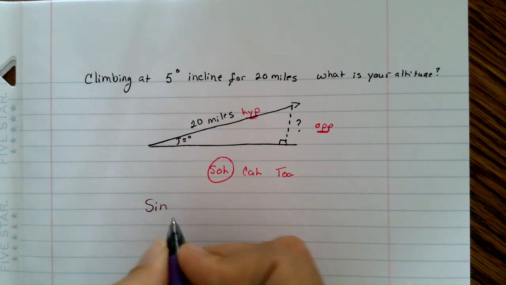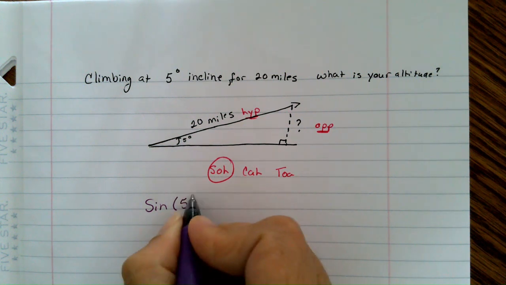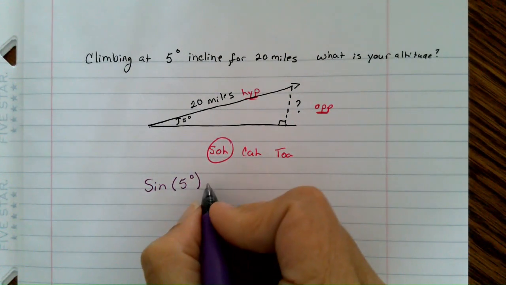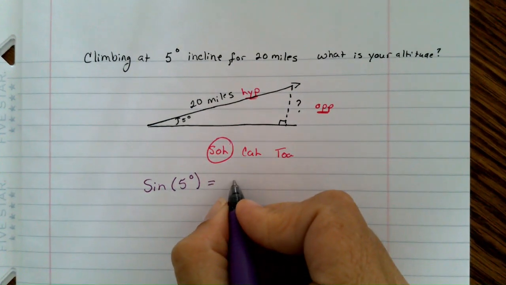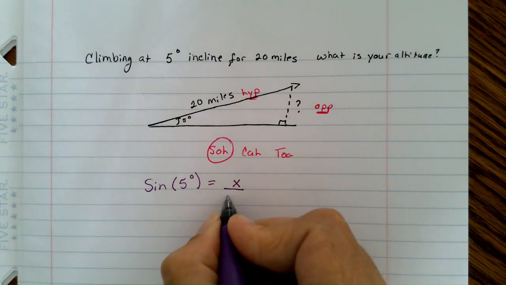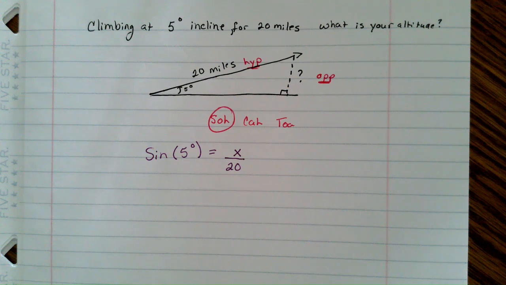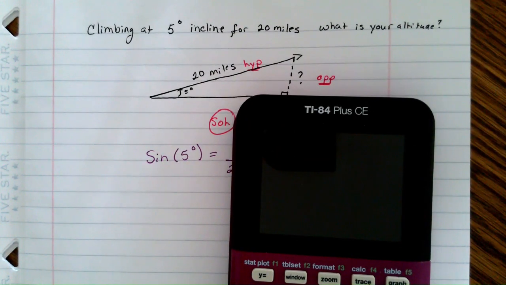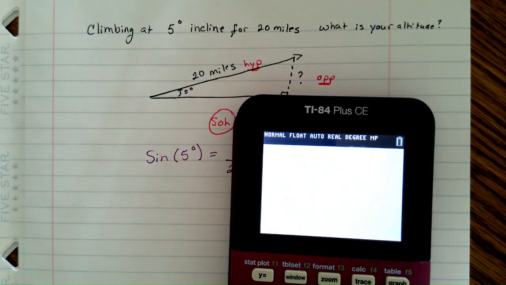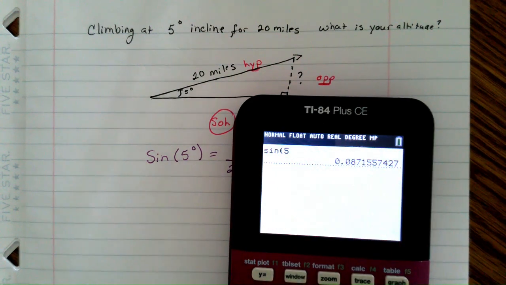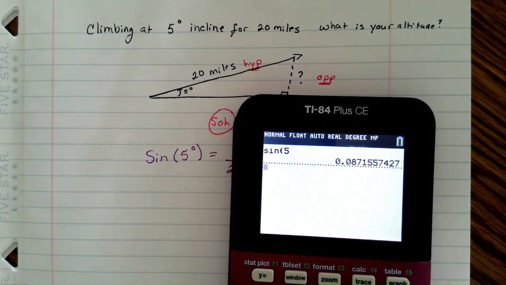Sine, this time I have an angle instead of a letter, 5 degrees, because it told me 5 degrees. I'm going to put an X instead of a question mark for my opposite, and my hypotenuse is 20. Okay, well, what is the sine of 5 degrees? And we get to round finally. Usually 4 decimal places is correct, so make sure again that you're in degrees. So we have 0.0872.